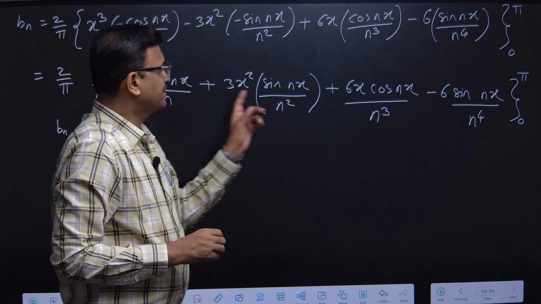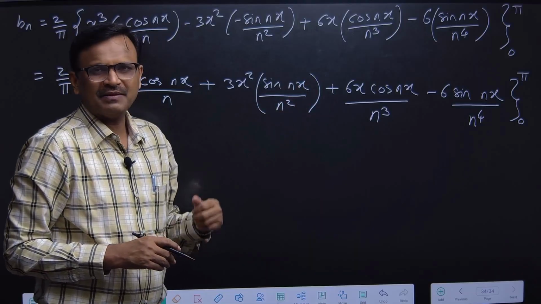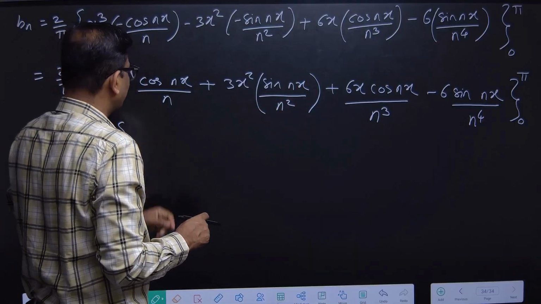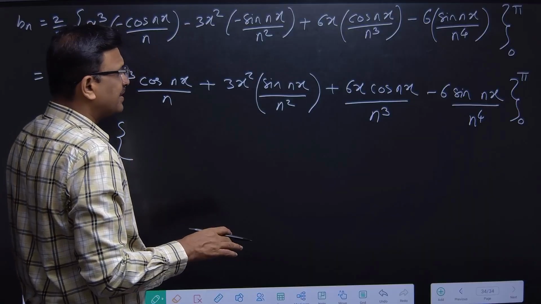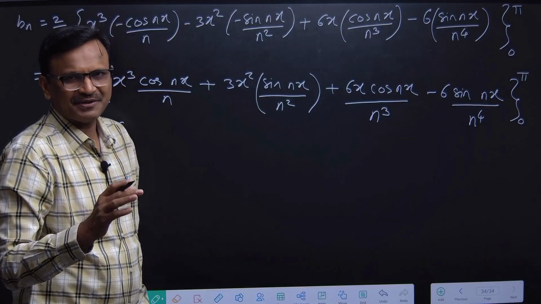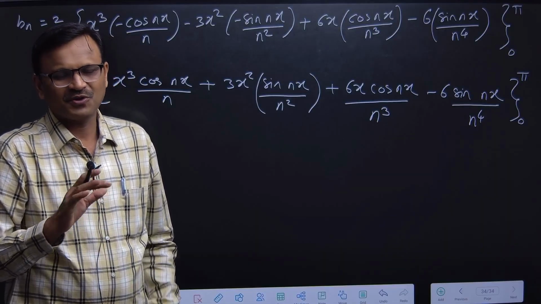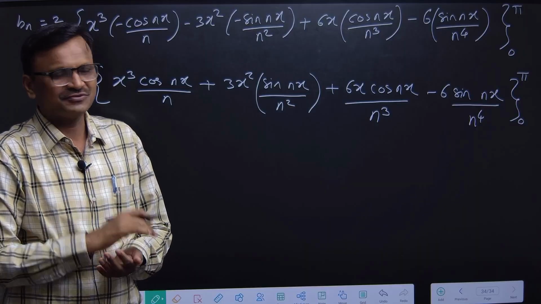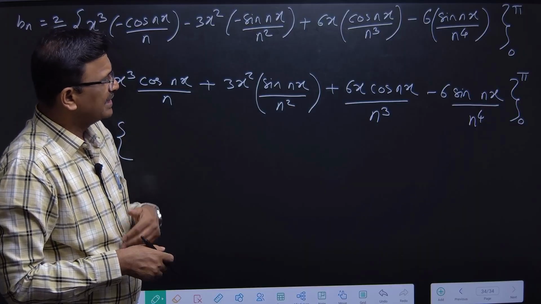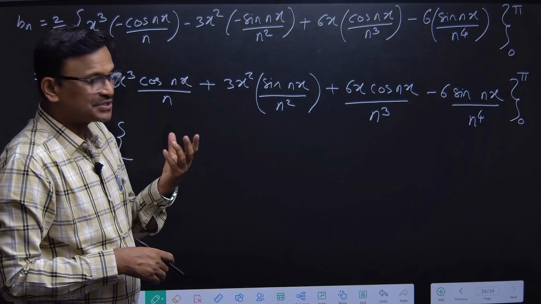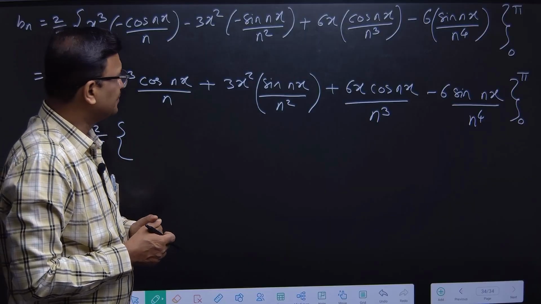Now we'll put the limits in place of x. We'll substitute the upper limit pi in place of x. Wherever there is x, we'll put the upper limit pi first. Remember, sin n pi terms are going to become 0. Cos n pi we know is minus 1 raised to n. So cos n pi terms will exist, but sin n pi terms will become 0 when you put the upper limit. Similarly, when we put the lower limit 0, sin 0 becomes 0.